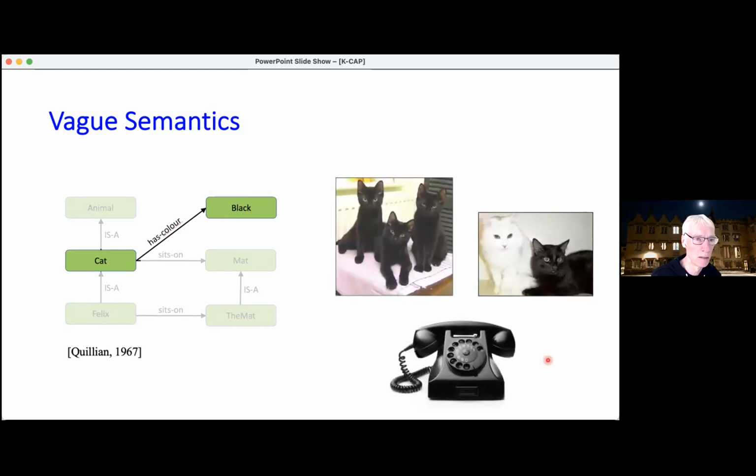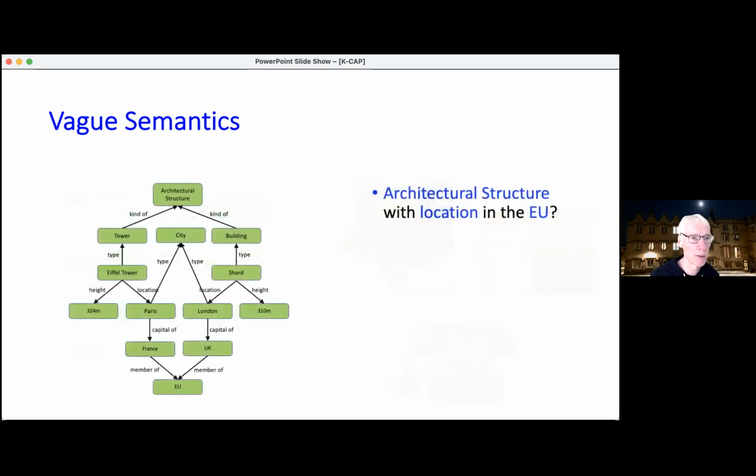Does it mean that all cats are black? Does it mean that some cats are black? Does it even perhaps mean that only cats are black? So if we're going to do something with this kind of information programmatically, we need to be clear about what the meaning is. So how to solve that problem? Well, before I start talking about the solution, I can show how in my example graph here this comes back to bite us, in the sense that if I have a query such as, give me all those architectural structures that are located in the EU.